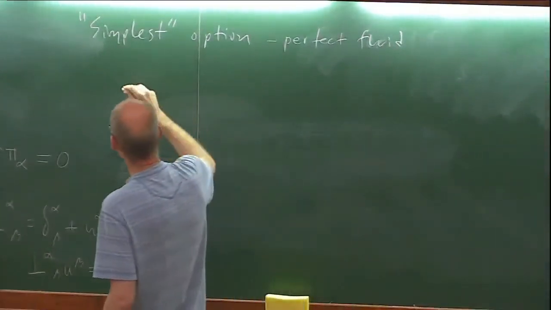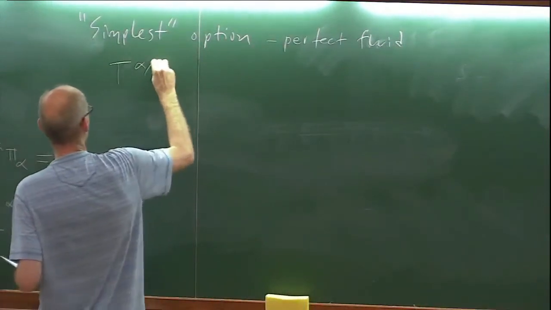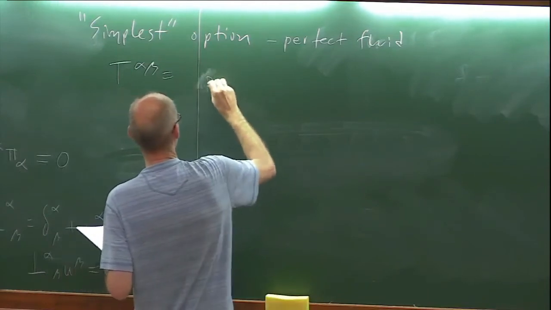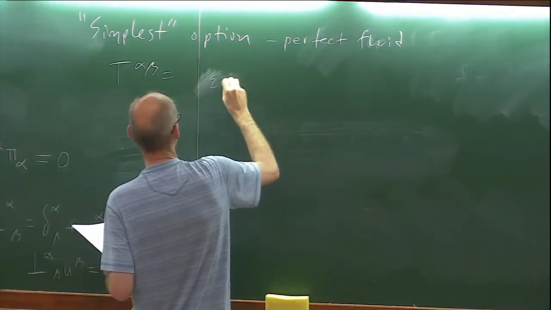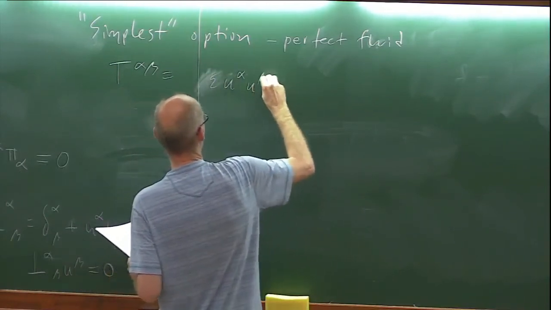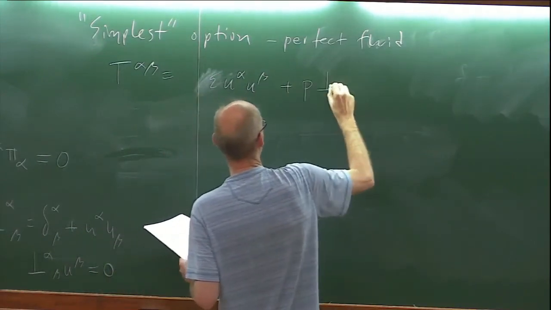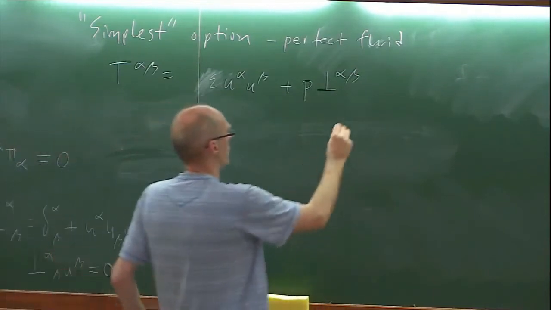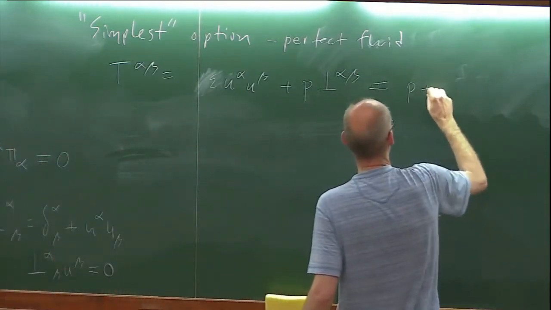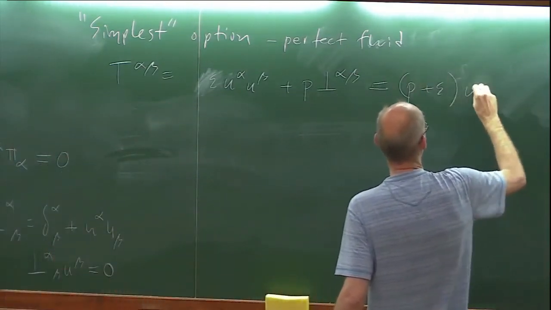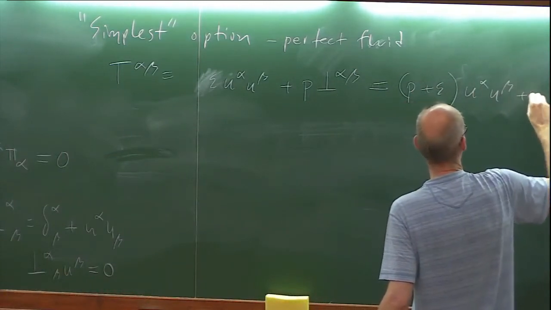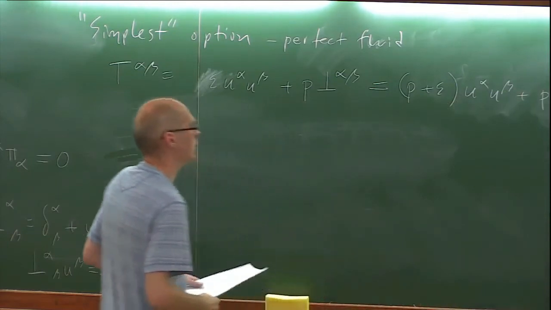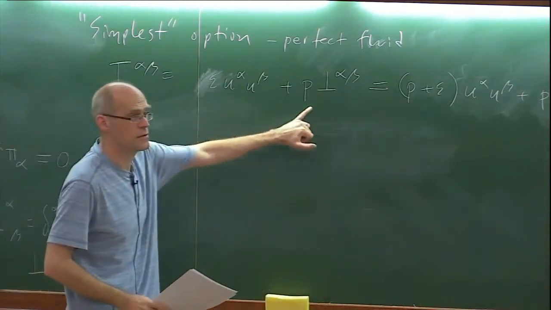And the perfect fluid only has the energy. Oh, let's write it like this. And a pressure. So that's probably not the way you're used to seeing it. Usually one writes it as P plus epsilon U alpha U beta plus P. So it only has 2 scalar parameters. Okay?